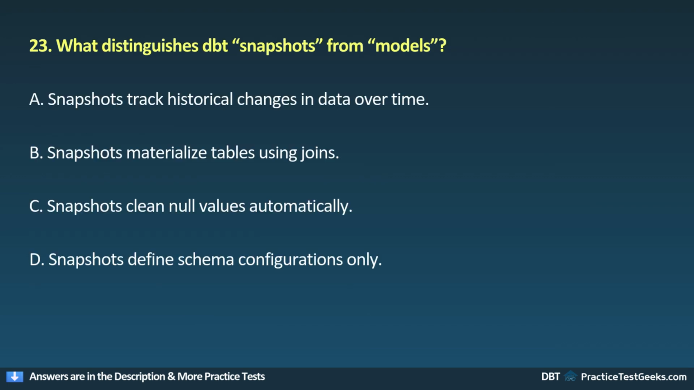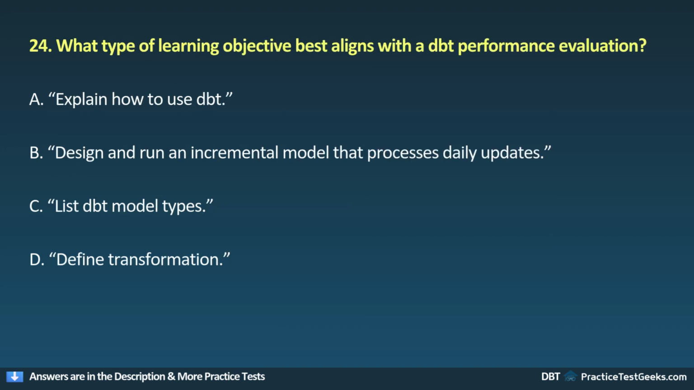23. What distinguishes DBT snapshots from models? A. Snapshots track historical changes in data over time. B. Snapshots materialize tables using joins. C. Snapshots clean null values automatically. D. Snapshots define schema configurations only.